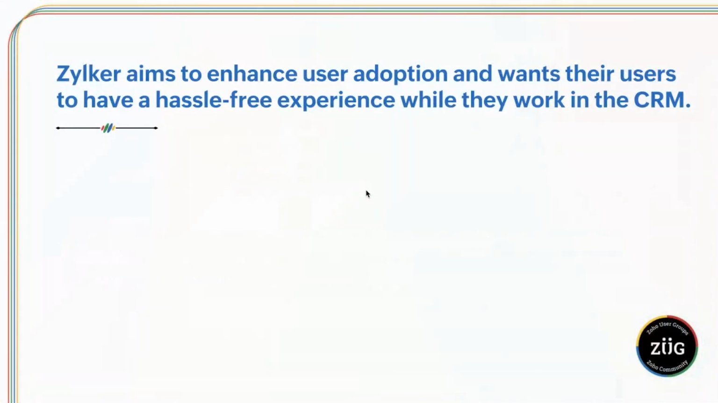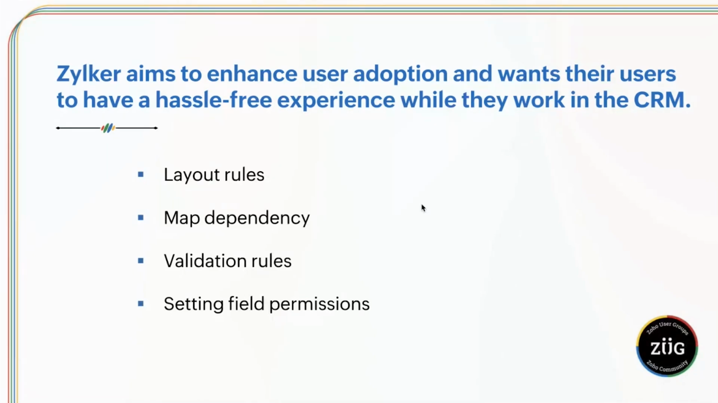So that's about the first challenge, which is the customization of Zoho CRM. Now, once the customization is done, you need to make sure that the users of the organization are able to adapt to the customization and the process and are able to work on it without any problems. So that is going to be our next challenge, for which we are going to make use of layout rules, map dependency, validation rules, and setting field permission.